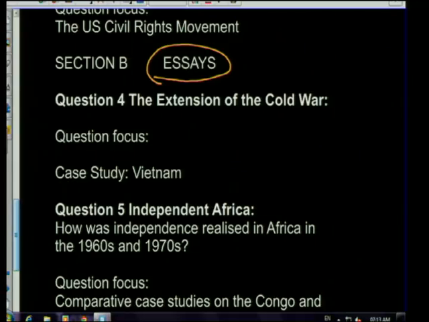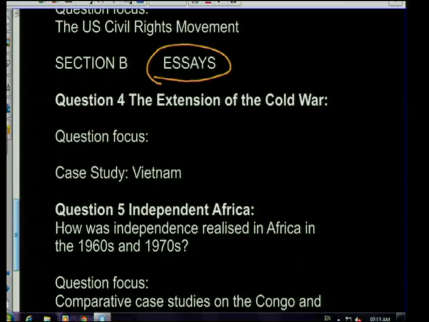Question 4, the extension of the Cold War. So it's still on the Cold War, but it's no longer on the origins. It's now the extension of the Cold War. And the question focused there with the case study of Vietnam. So you need to know the Vietnam War very well if you are going to choose that essay.